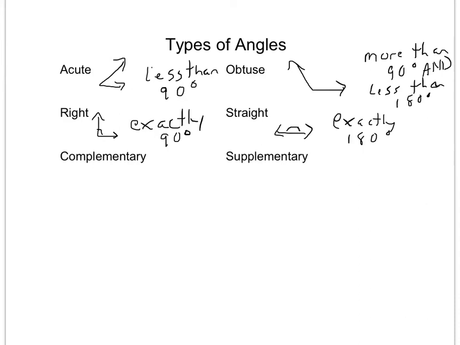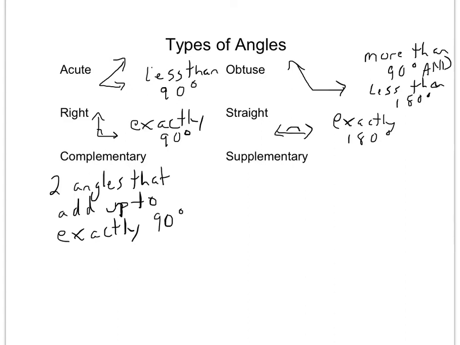Complementary. Complementary is two angles that add up to exactly 90 degrees. So they may look like this. They may form a right angle, but actually be two angles right here. So that angle and that angle are complementary, because if I added their measures up, it looks like they should equal 90 degrees. They would make a right angle together. So again, if that makes a right angle, then this angle and this angle are complementary.